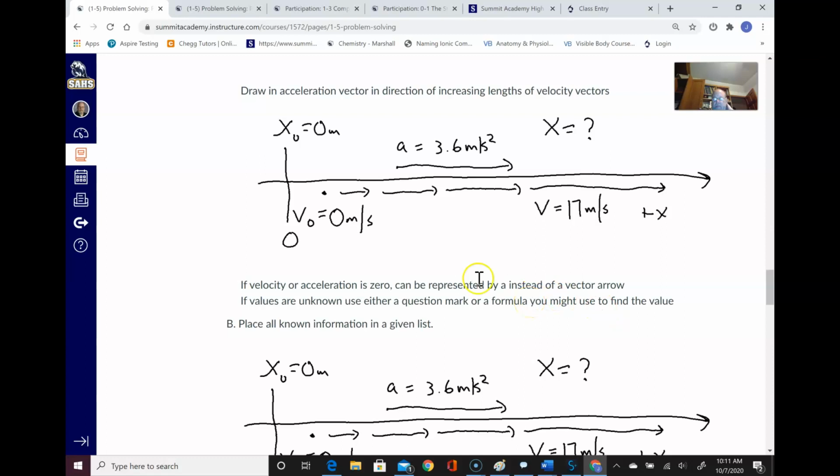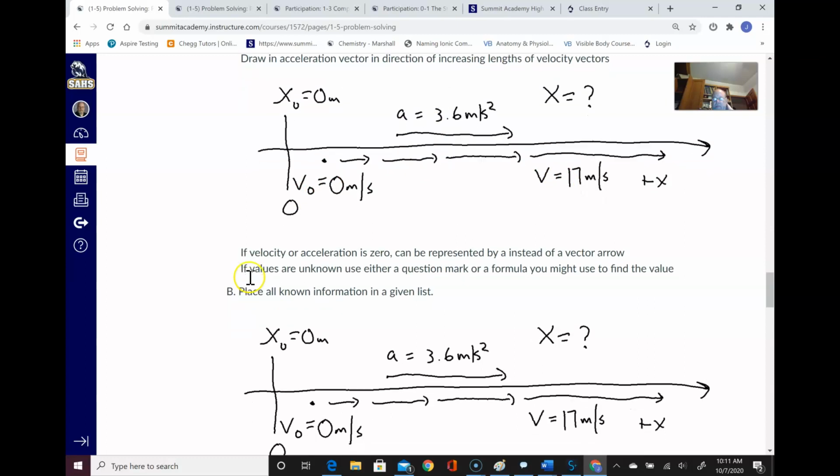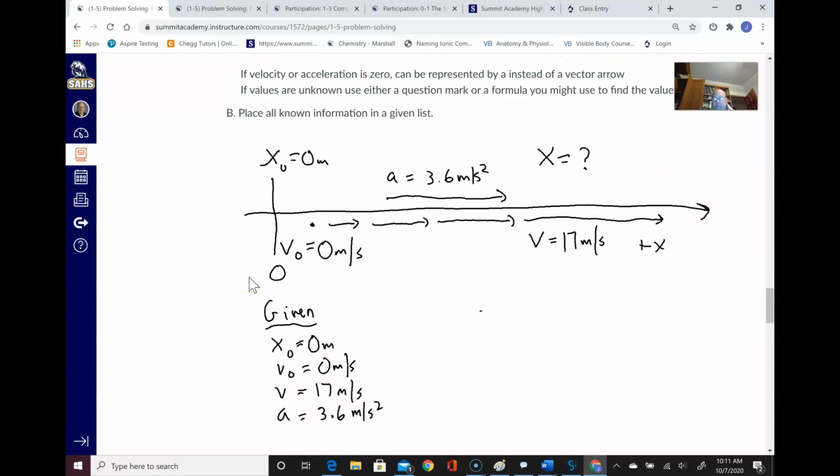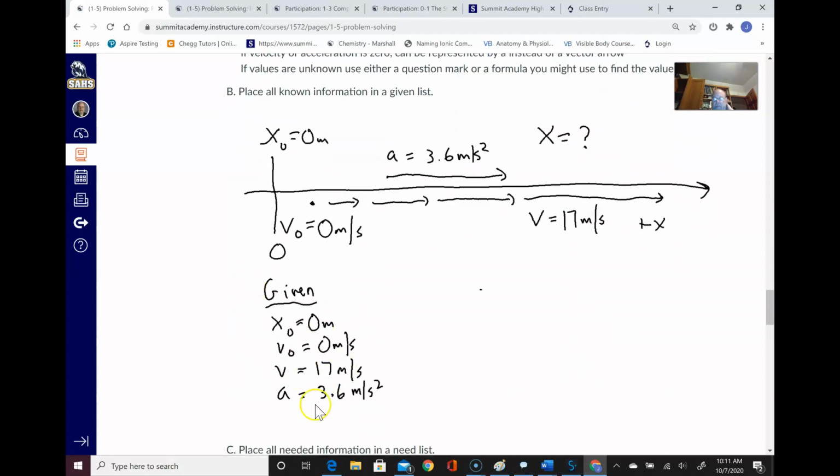Okay, so once I have all this information collected, again, initial position, final position, initial velocity, final velocity, acceleration, and then time, I've got to place all of this in my given list. Okay, I've got to write this down so that I can look at it visually to see what I've got to compare to the formulas that I'm going to use. Okay, and I'm going to write it down in the same way. Initial position, final position, initial velocity, final velocity, acceleration.